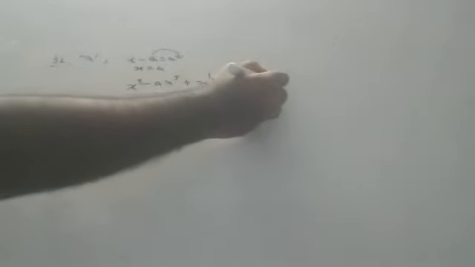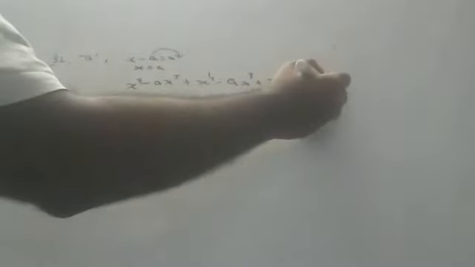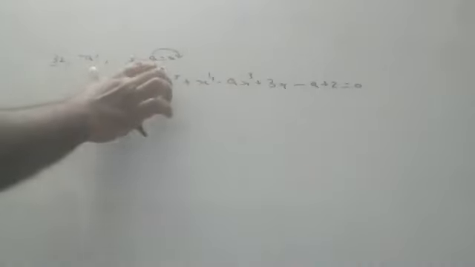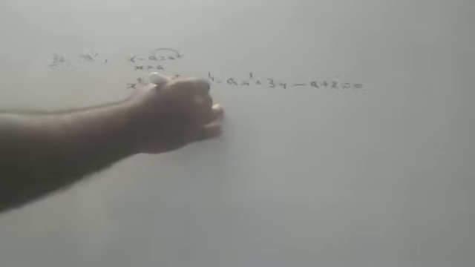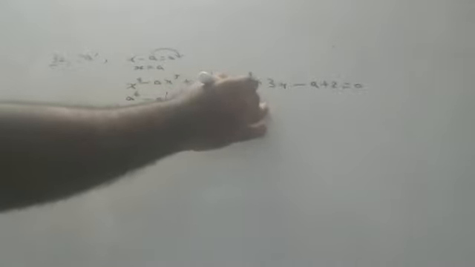x to the power of 6 minus ax to the power of 5 plus x to the power of 4 minus ax cube plus 3x minus a plus 2 is equal to 0. Why 0? Because x minus a is a factor, you know. Let us substitute a and find the value of a. a to the power of 6, a into a to the power of 5, a to the power of 4, a into a cube, plus 3 into a minus a plus 2 is equal to 0.